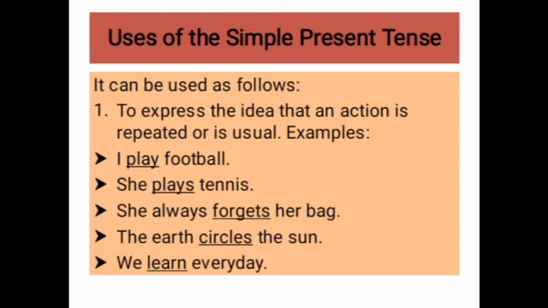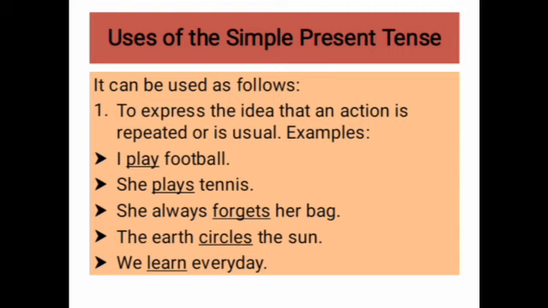All right. So how can we use the simple present tense? We use it as follows. Number one, we use the simple present tense to express the idea that an action is repeated or is usual. I said to express the idea that an action is repeated or is usual. So when you want to express the idea that an action usually takes place, you use what? The simple present tense, okay?